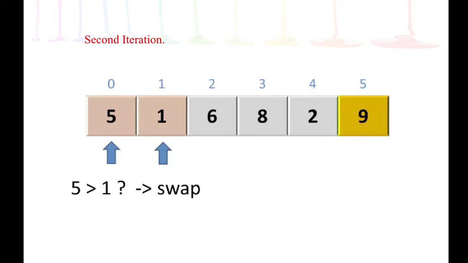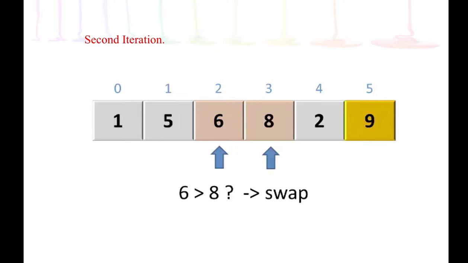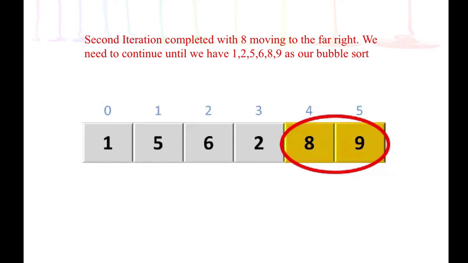All right, so in your second iteration, is 5 greater than 1? Absolutely. So now it's going to do a swap. I'm going to go through this quickly because we've already talked about it. Is 6 greater than 8? No. Now is 8 greater than 2? Absolutely. So it's going to move over. As you see here, the second iteration is completed with 8 moving to the far right. We need to continue until we have 1, 2, 5, 6, 8, 9. So you kind of see where we're going here.